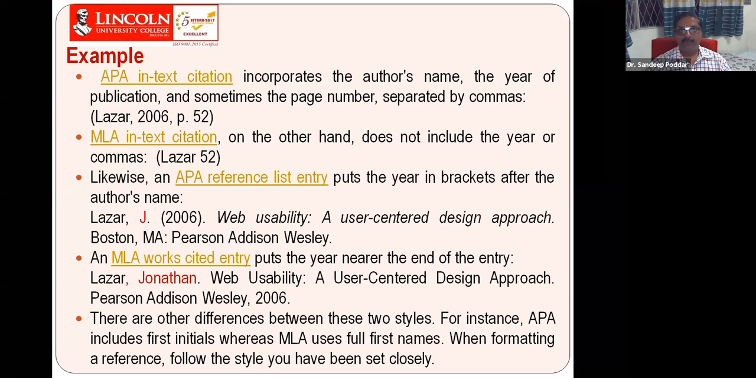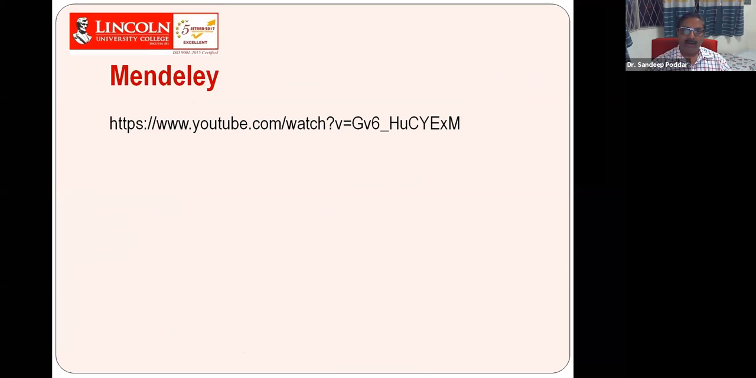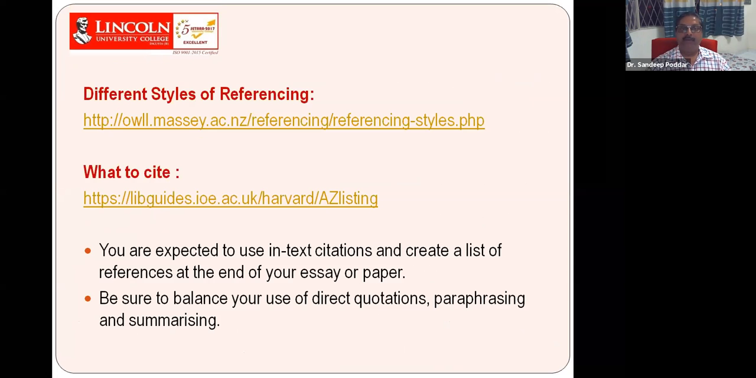I have seen one person submit using software. Suppose I give you an example, Poddar Sandeep. The software thinks that Sandeep is the surname, so it writes Sandeep P, not Poddar S. That type of thing we have to think about and apply our brain. Mainly how to use it, you can see in this YouTube link. Different types of referencing, you can see many things.